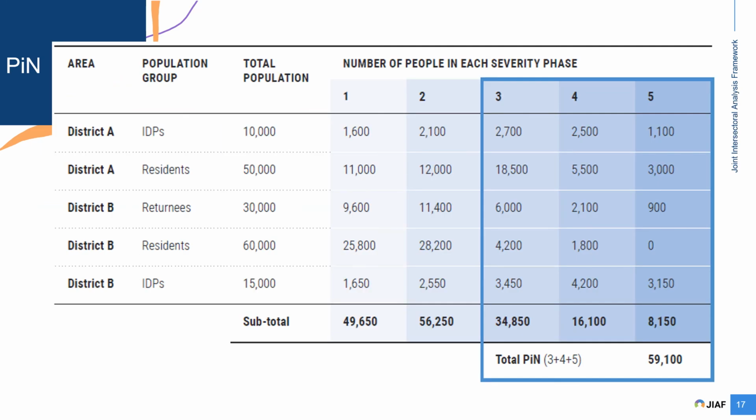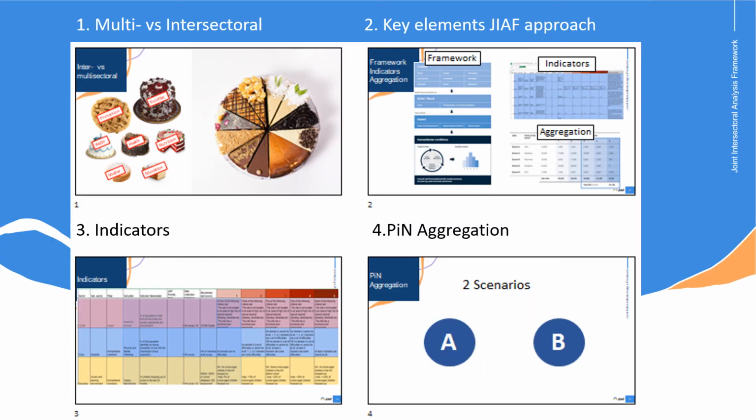We won't be going into much further detail in this module. However, module 3, the next module, will explain in more detail how PiN aggregation is done. In addition, there is going to be a more technical module for those that really have to do the number crunching, that will go step by step, looking at the method, the tools, and the process. With this, we're coming to the end of this module 2.